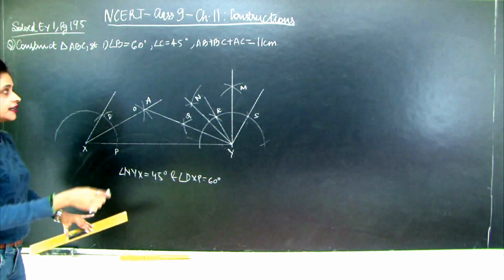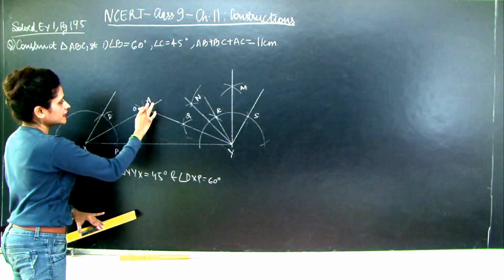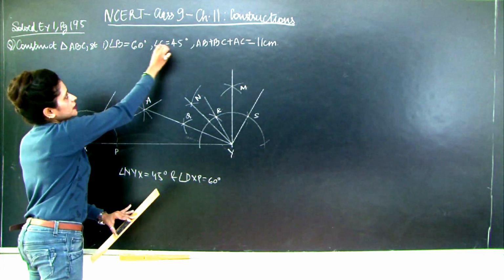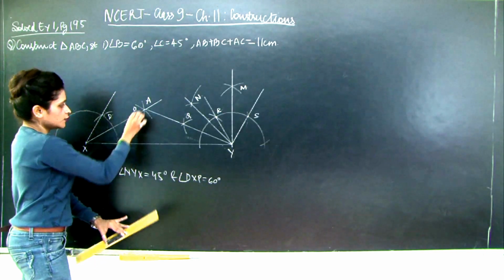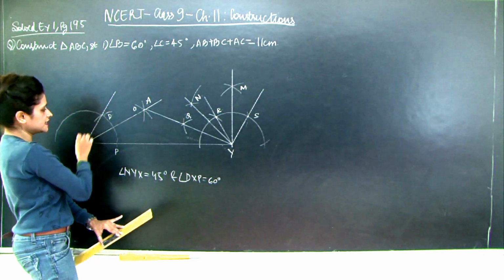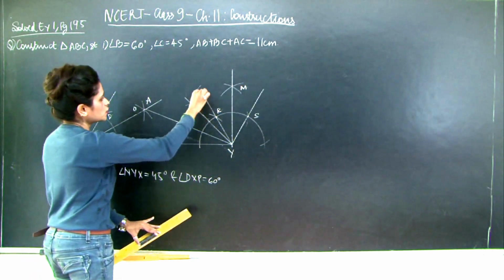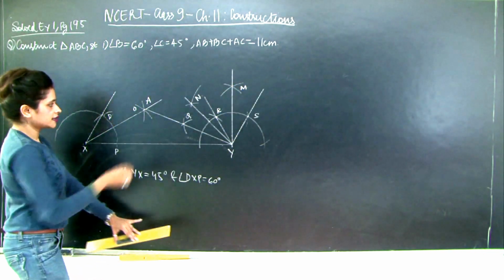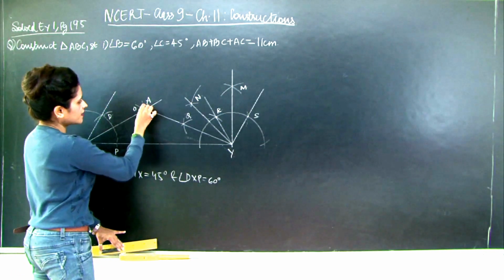Because we have taken, see, why am I naming this point of intersection as A? Because we need triangle ABC and we are going to consider B and C as the base angles, right? We are going to draw B equal to DXY and C equal to NYX, right? That's why this point is A.